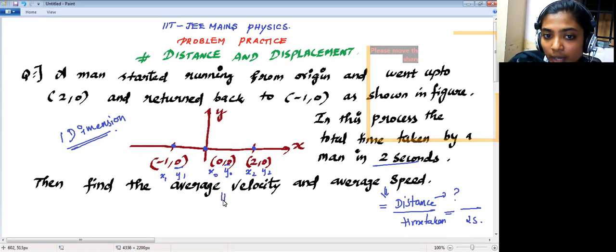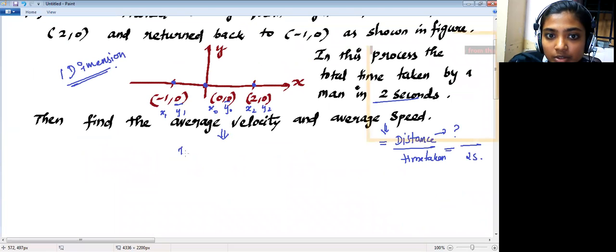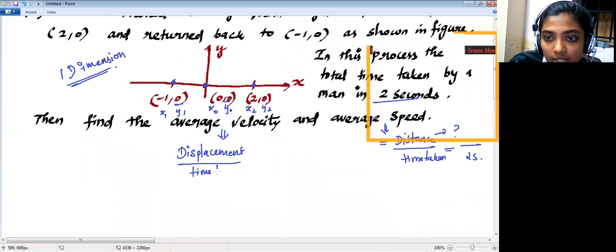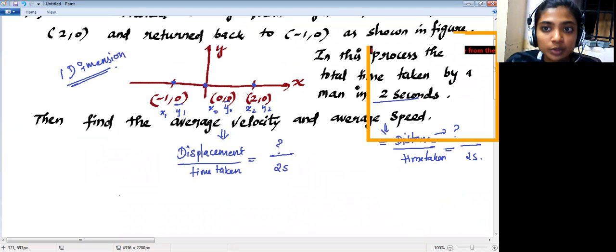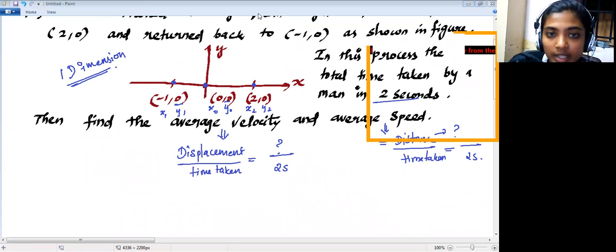And average velocity is nothing but displacement divided by time taken, right? So displacement is what I have to calculate here. Then how to calculate my displacement? Now here comes the point.